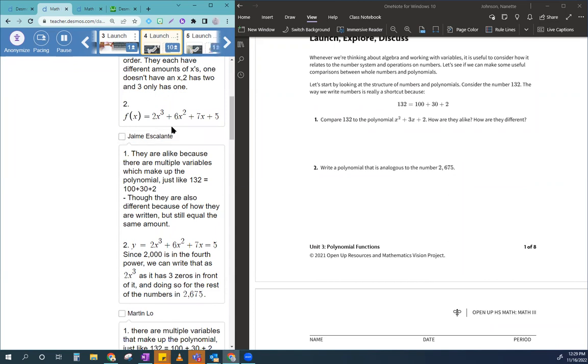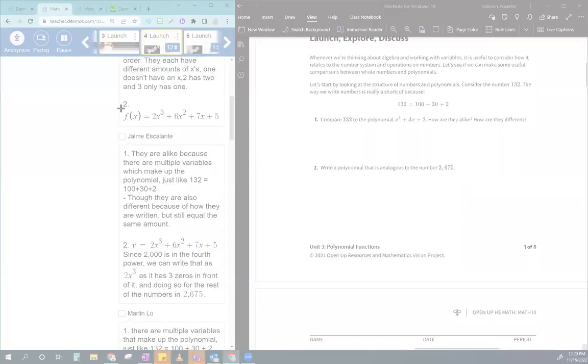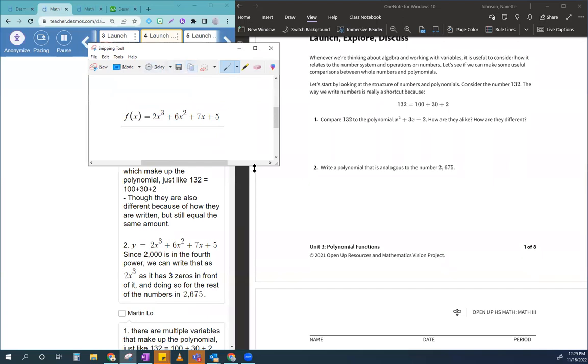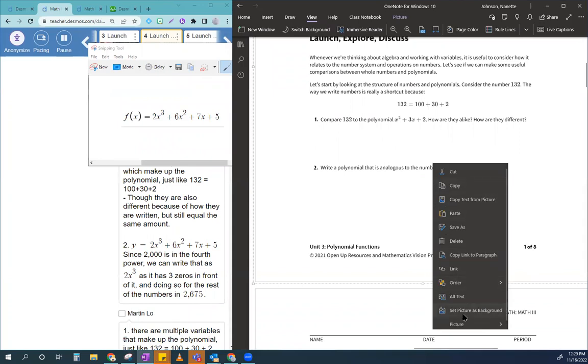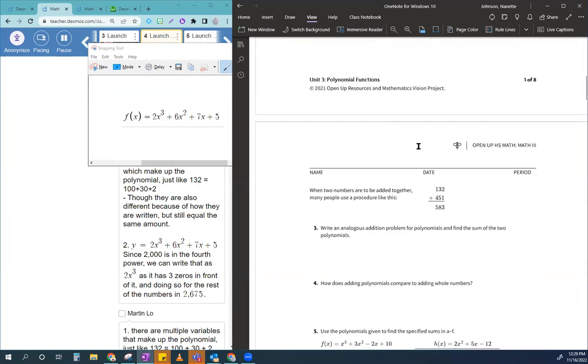I know it's kind of hard to go back and forth between the Zoom screen and your screen, but just do your best. Let me actually snip this so that you guys can all see this at some point. Where is mine? There you are. Copy that.